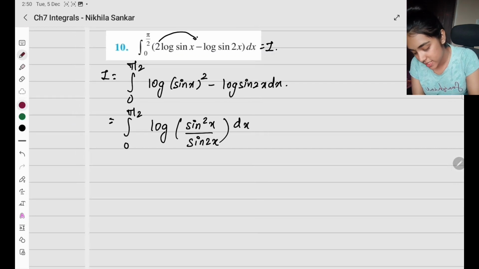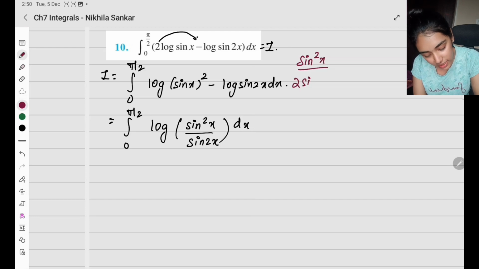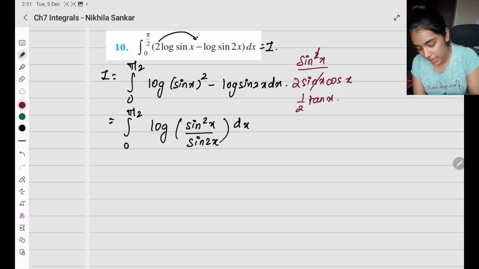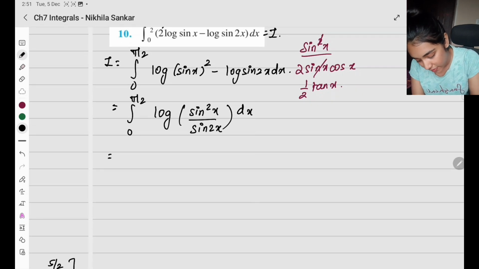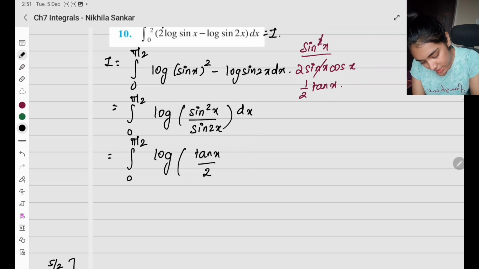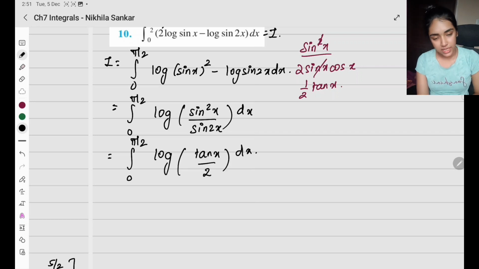Now how can we simplify sine square x divided by sine 2x? Sine square x divided by sine 2x is nothing but sine square x divided by 2 sin x cos x. I can cancel 1 sin x in this. So I'll have half tan x. So that will be inside this function. So I'll be having integral of 0 to pi by 2 log of tan x divided by 2 times dx. Okay. So this is my I.